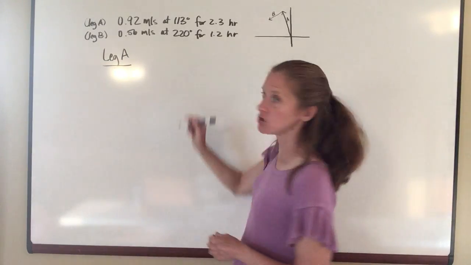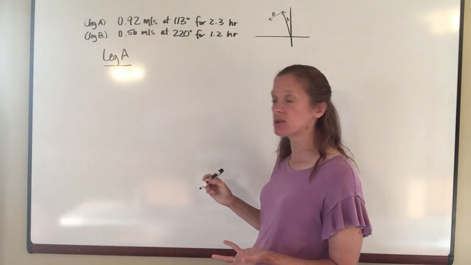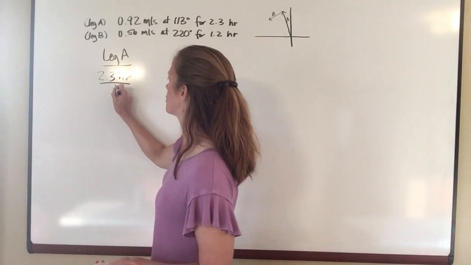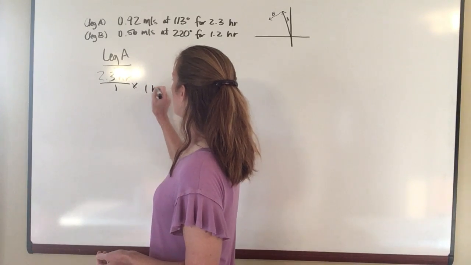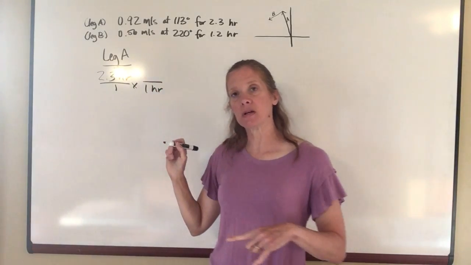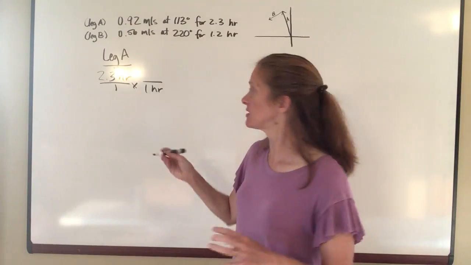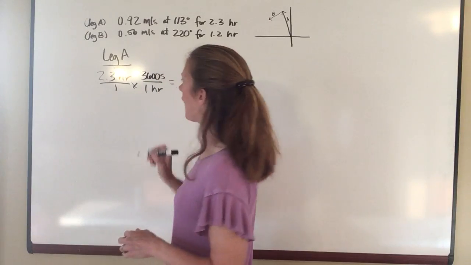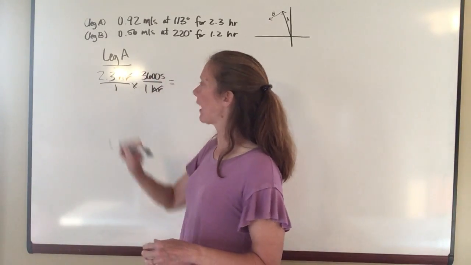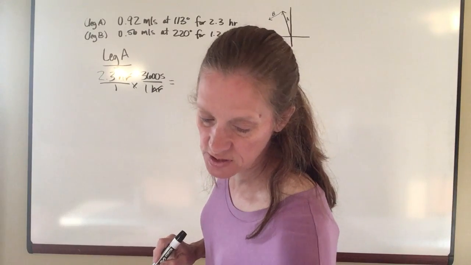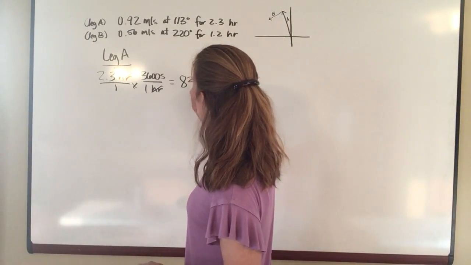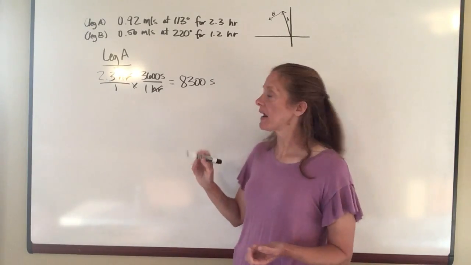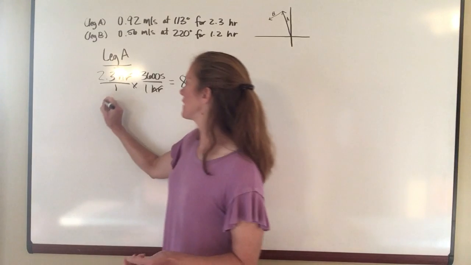In leg A, what I find is that she's traveling for 2.3 hours, and I need to convert that to seconds. So if I have 2.3 hours, in 1 hour there are 60 minutes, and in 1 minute there are 60 seconds, so 60 times 60 is 3,600, so 1 hour has 3,600 seconds in it. And so hours will cancel out, and if I take 2.3 times 3,600, I get 8,300 seconds, and that's two significant figures.